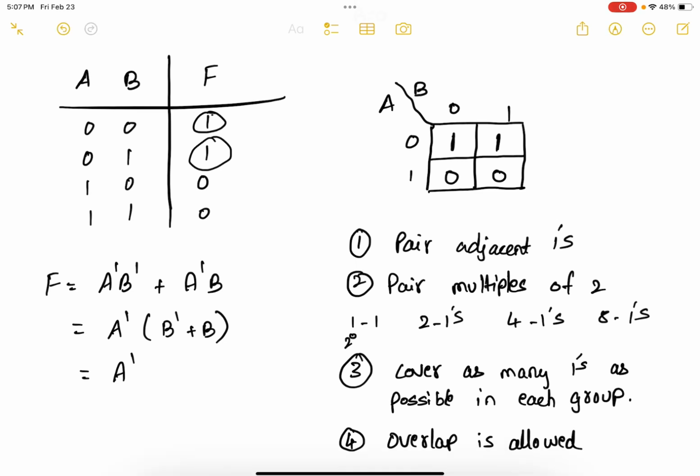In this case, you have two adjacent ones, which are the two ones here. And your F equals the common term among the pairings. Now, B is not the common term because B is changing from 0 and 1, so it's not constant. However, A' is the constant term, that is A equals 0 is the constant term. So we write F equals A'.